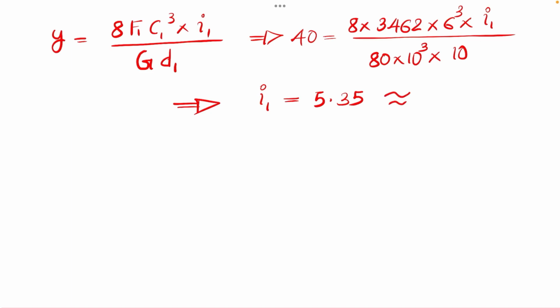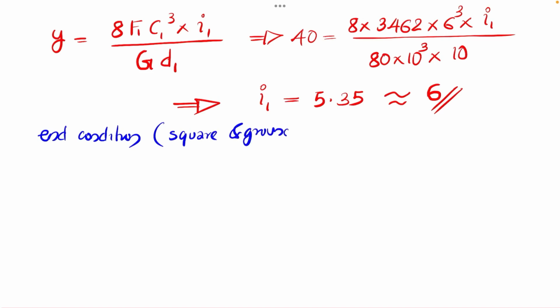Here we will be getting a value of around 5.35, but we need a full-digit number of turns of coil, so we will take the next full-digit number, which is 6. Similar to the simple problem of helical springs, we can assume a suitable end condition. So the end condition can be assumed, and here we will be assuming the square and ground condition.